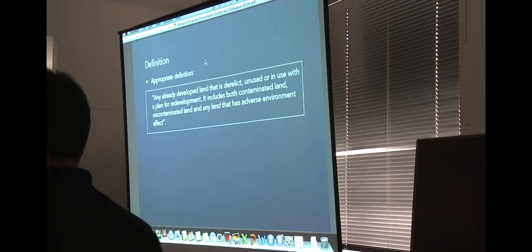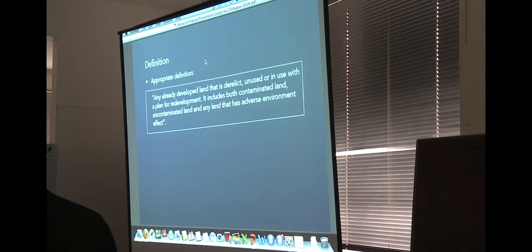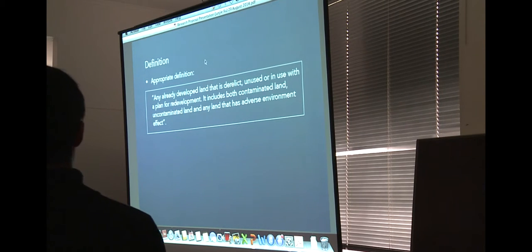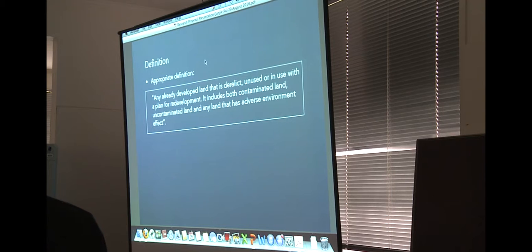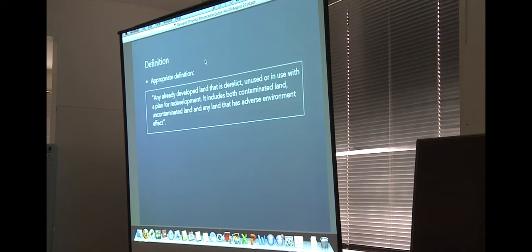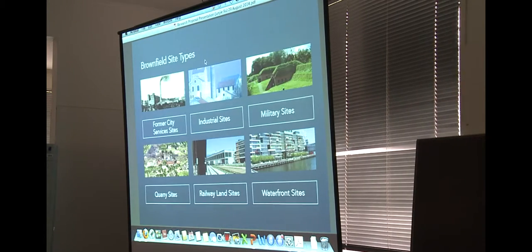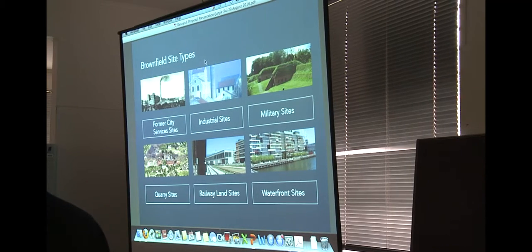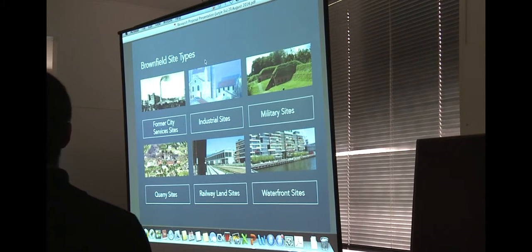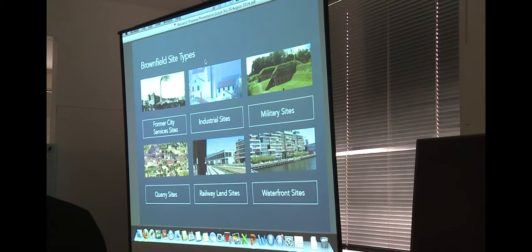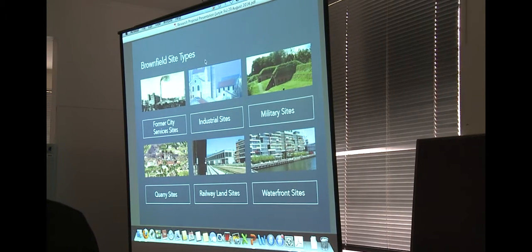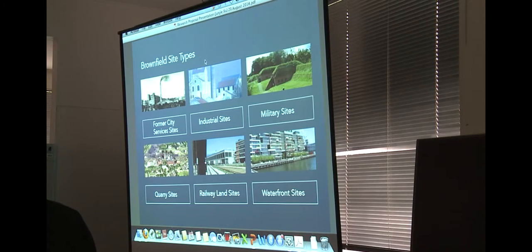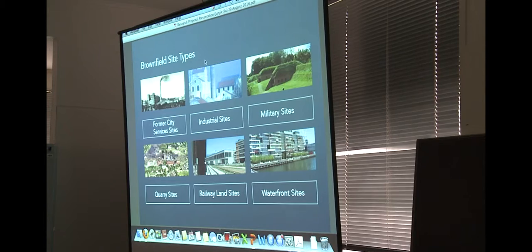So I try to give my own definition under the Auckland context. It includes a variety of brownfield sites, but they should have an adverse environmental effect. This is my definition. The brownfield site can be divided into six parts, which are industrial sites, quarry sites, and other city service sites.